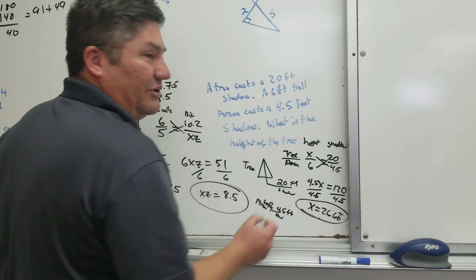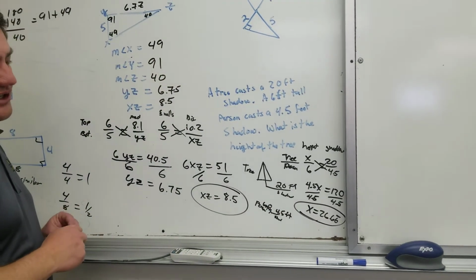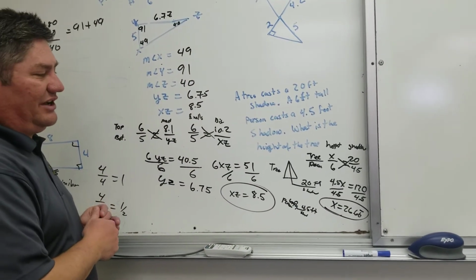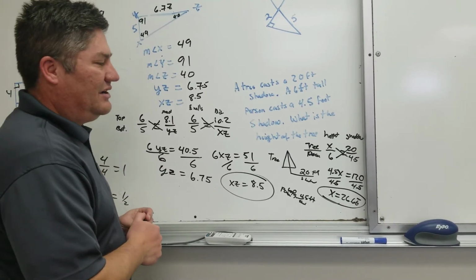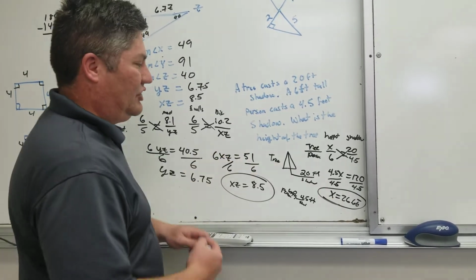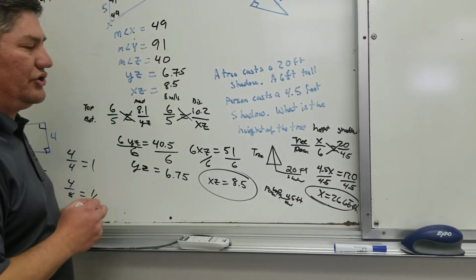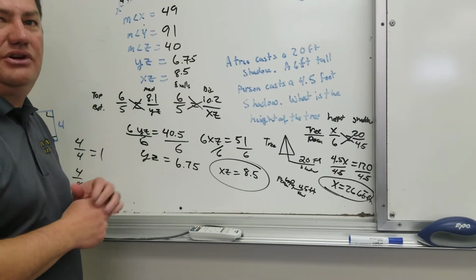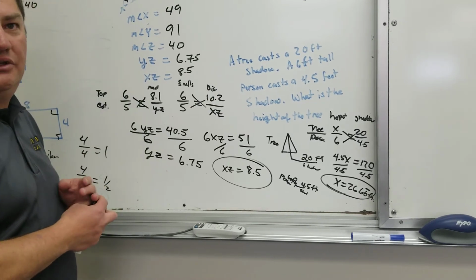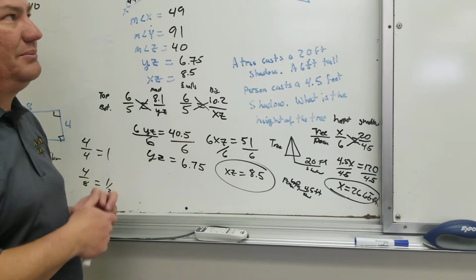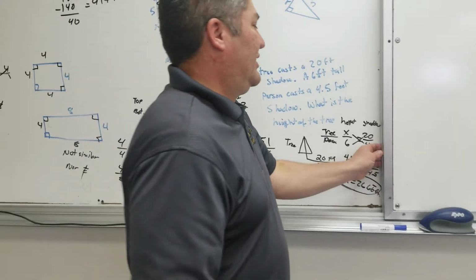All right, so anyway, there you go. 26.666. That's going to be your answer. Or 26 2/3. Okay, and that is the height of the tree. So I need to put that in feet. Okay, that tree is 26 2/3 feet tall, approximately, based upon that ratio of the shadow. All right, let's go to the next ones.